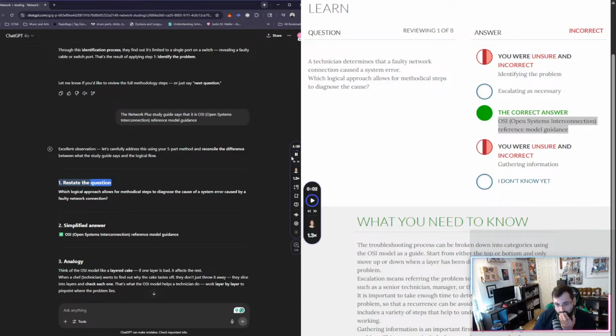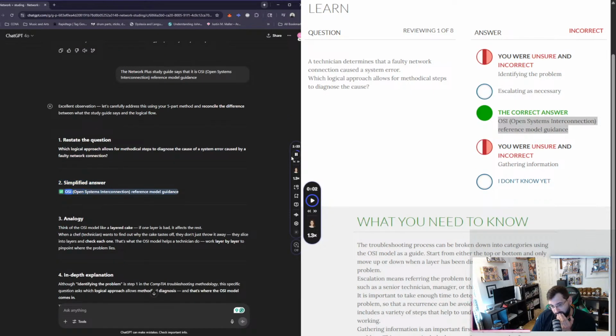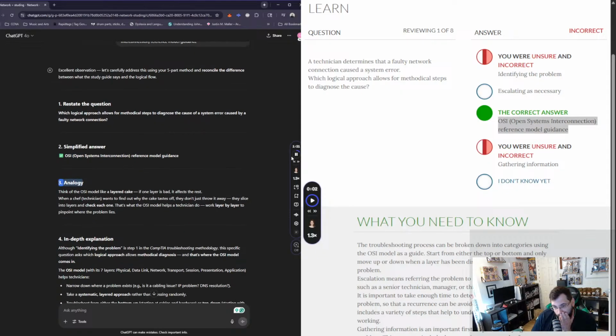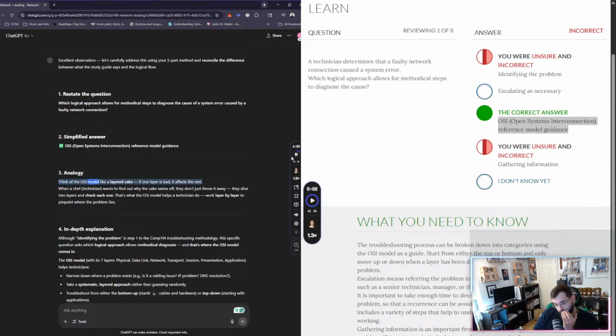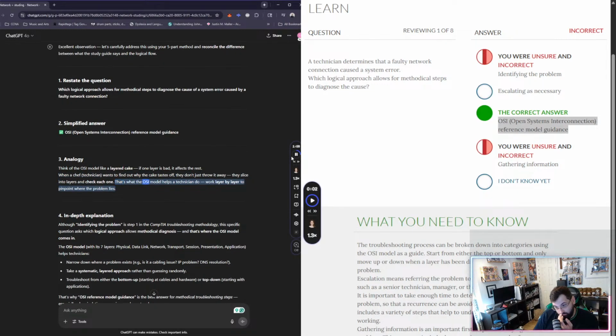1. Restate the question. Which logical approach allows for methodical steps to diagnose the cause of a system error caused by a faulty network connection? 2. Simplified answer. OSI, Open Systems Interconnection, Reference Model Guidance. 3. Analogy. Think of the OSI model like a layered cake. If one layer is bad, it affects the rest. When a chef or technician wants to find out why the cake tastes off, they don't just throw it away. They slice into layers and check each one. That's what the OSI model helps a technician do: work layer by layer to pinpoint where the problem lies.